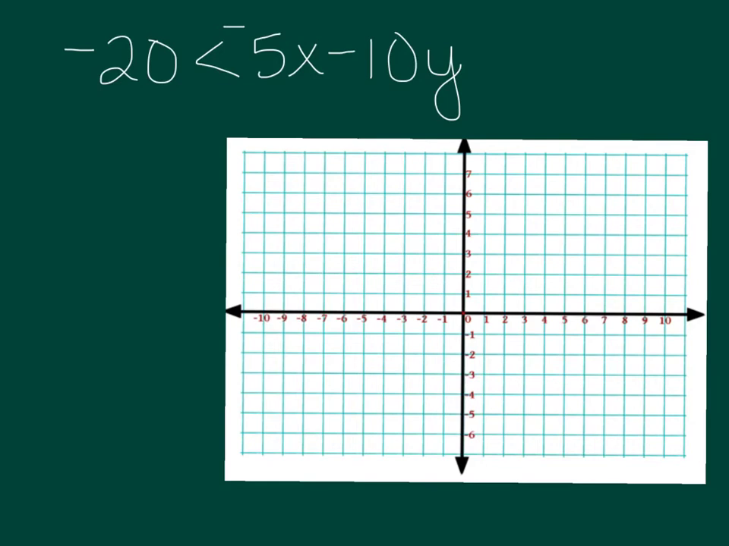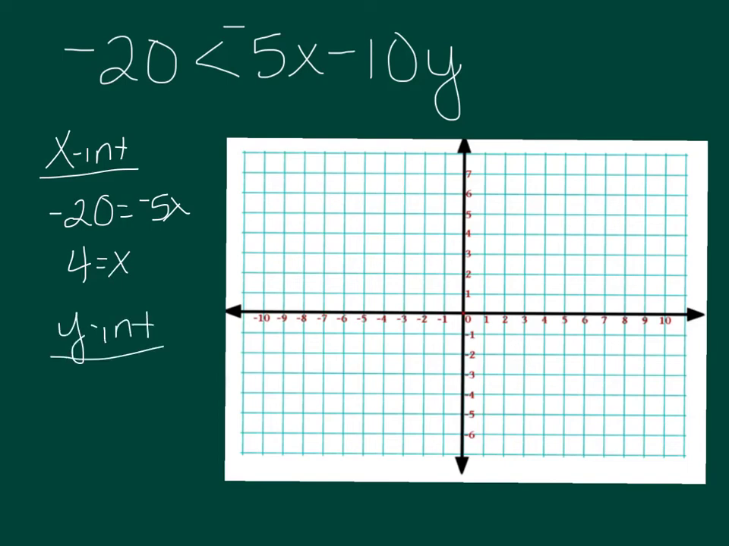All right, and one more example here. So we have negative 20 less than negative 5x minus 10y. So we have to find our x-intercept first. So negative 20 is equal to negative 5x. So 4 is going to equal x. Your y-intercept then, x is going to equal 0, so negative 20 is equal to negative 10y. So 2 is going to equal y.